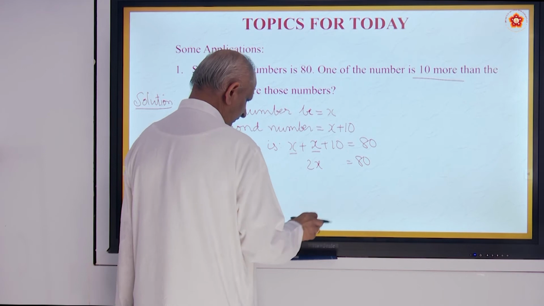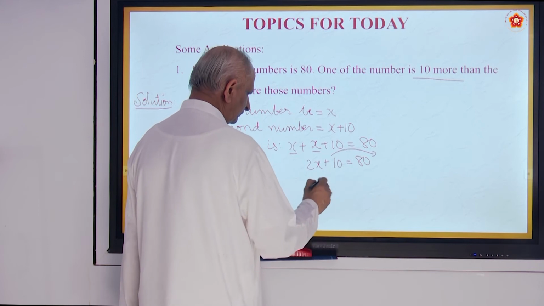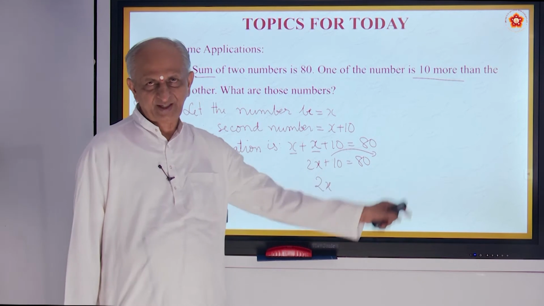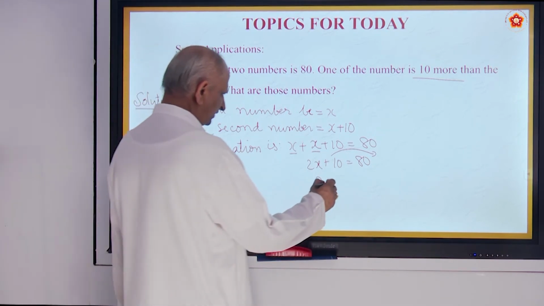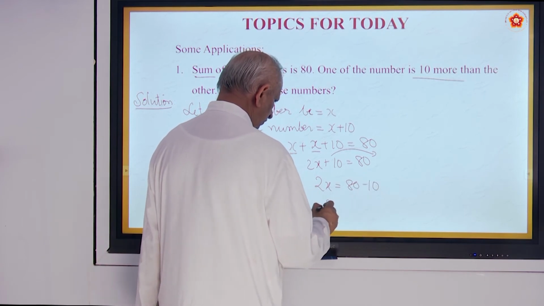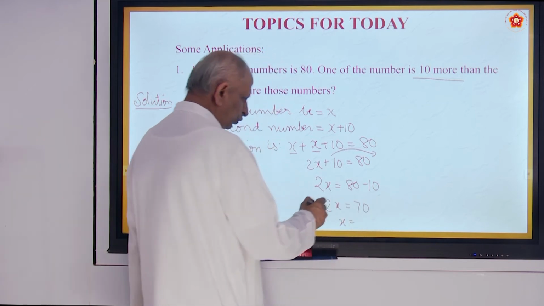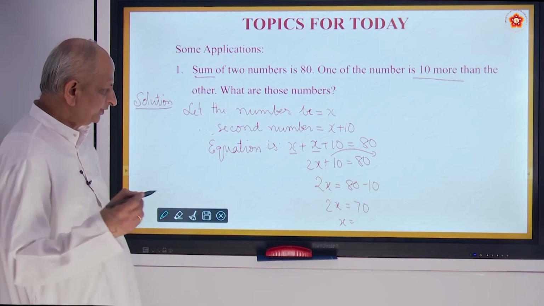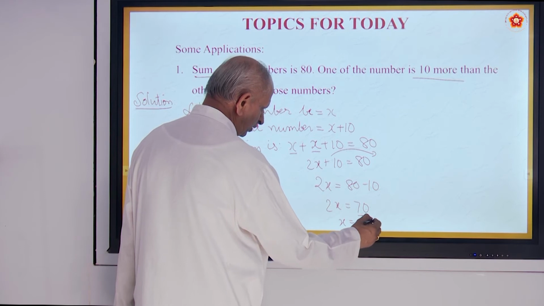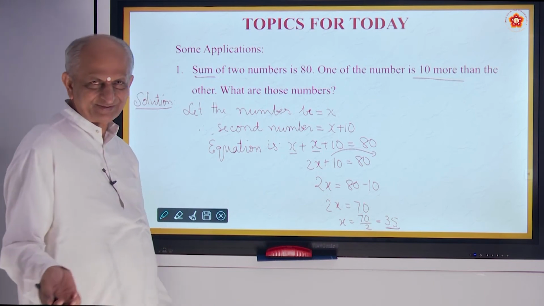So, what will you do for that? 2x plus 10. Now, bring the 10 to this side. That is called transposition. Plus 10, if you bring it to the right hand side, what happens? Minus 10, correct? So, you have 80 minus 10. So, 2x is equal to 70. x is equal to, see, 2 is multiplied to x. You bring it to the right hand side, what happens? Divided by, so 70 by 2, that is 35. Some might have already guessed.